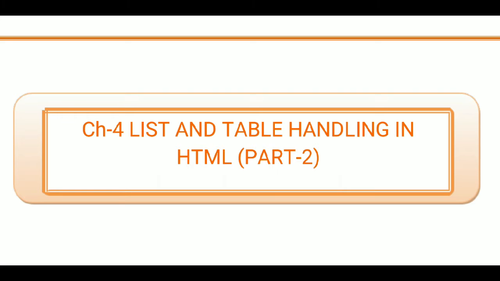So basically, a table is used to display well-organized data. With the help of rows and columns, we can organize the data very nicely, and it also looks very easy to understand. So table handling is very important to display well-organized data. Now we will see how to create a table in HTML. So let's start.